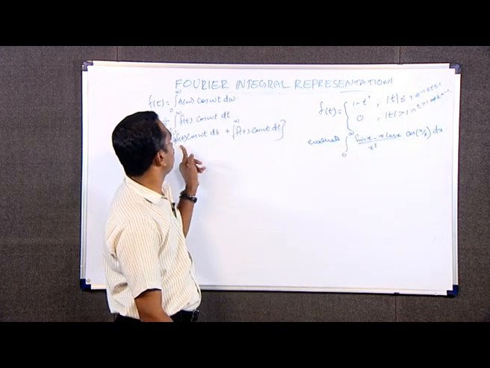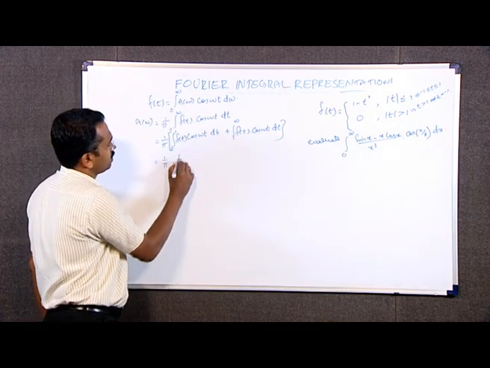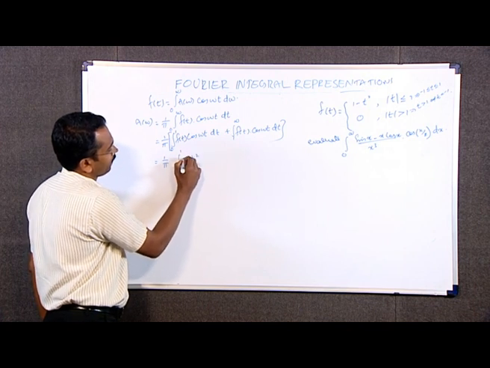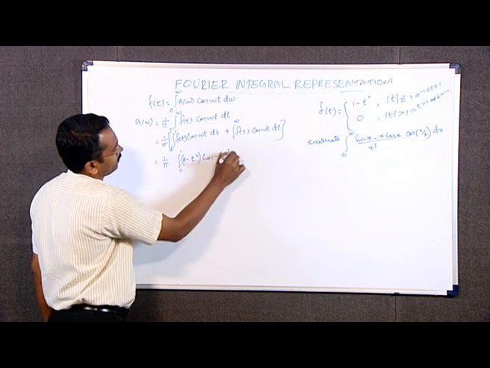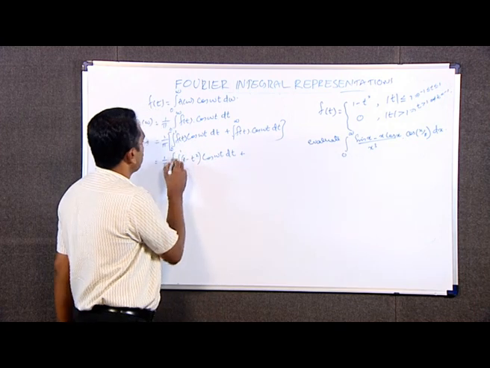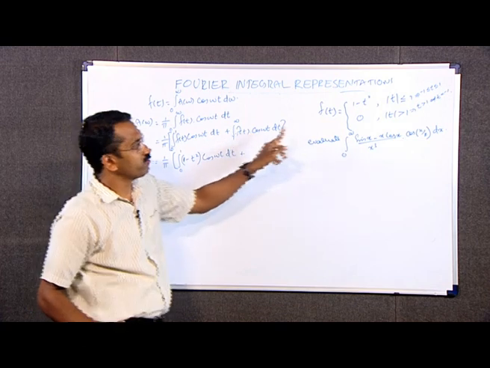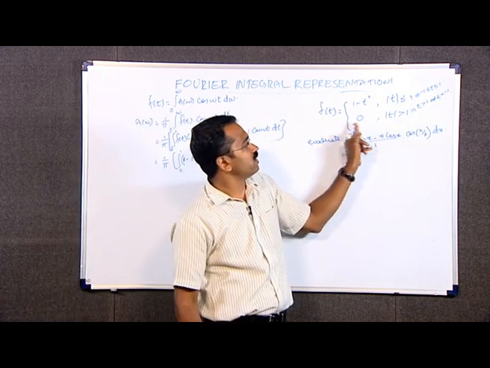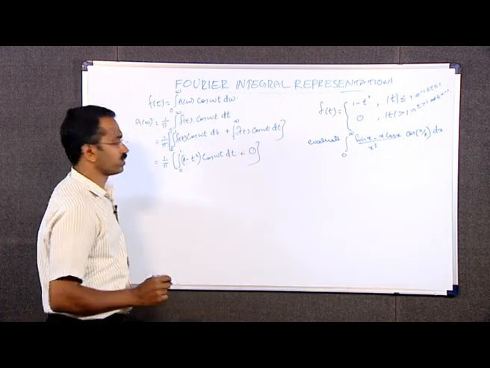Therefore, in this case, the function is defined as 1 minus t square. Integral from 0 to 1, 1 minus t square into cos omega t dt plus, here 1 by pi is common. In this case, 1 to infinity means t greater than 1. In this case, the function is defined as 0. Therefore, the second integral will become 0.